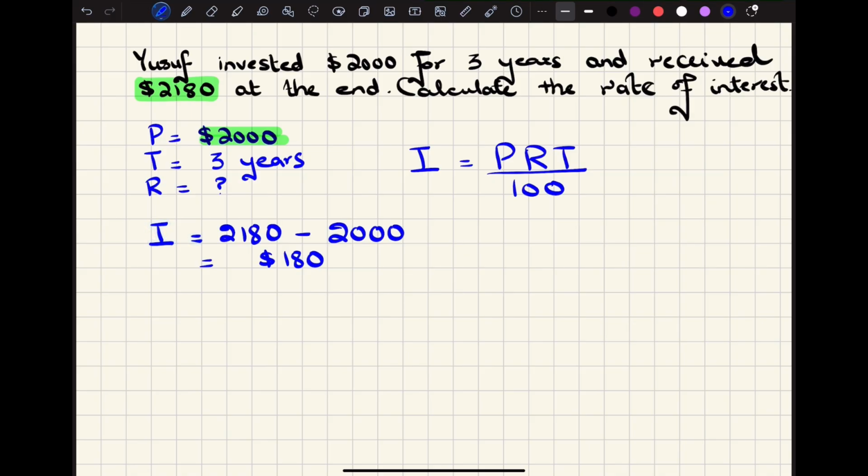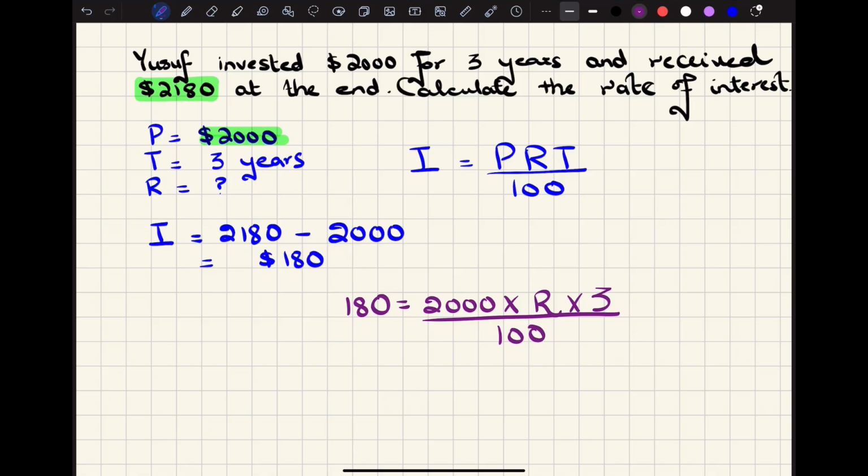Okay, now let's just insert these values into the formula. So I is $180, P is $2,000, R we need to find, T is 3 years over 100. Now our equation only has one unknown. We can just rearrange it, make R the subject and find the value of the interest rate. So let's just solve it.